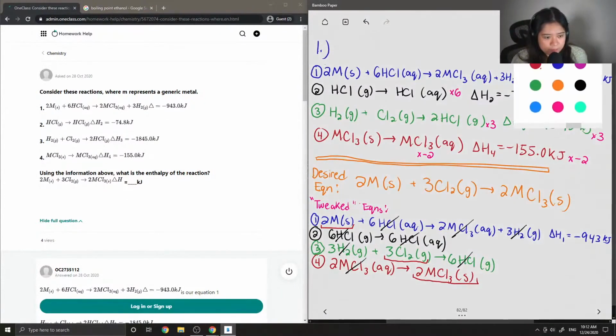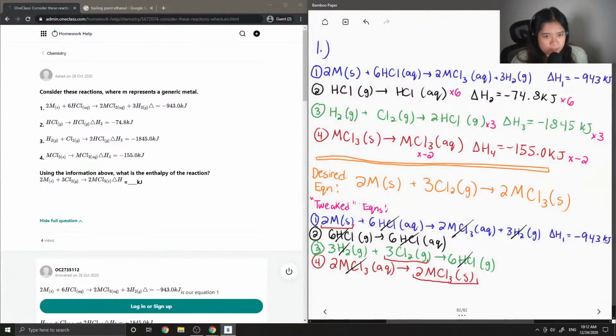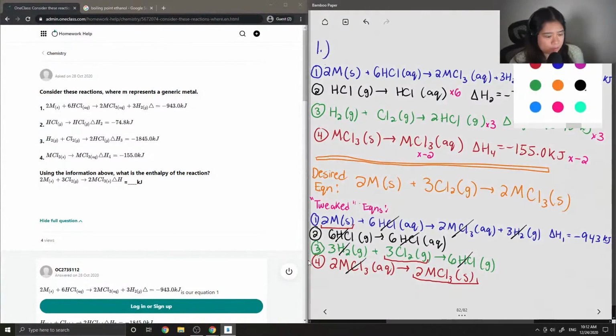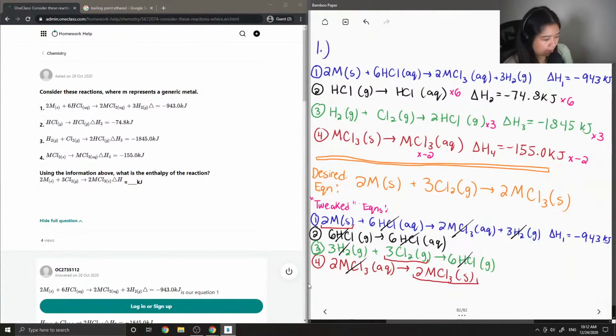So now we need to find the delta H of the reaction. This is the sum of all of the side reactions that occurred, and we also need to take into account all the multiplication steps that we performed as well. So I'm just going to show what it would be equal to.